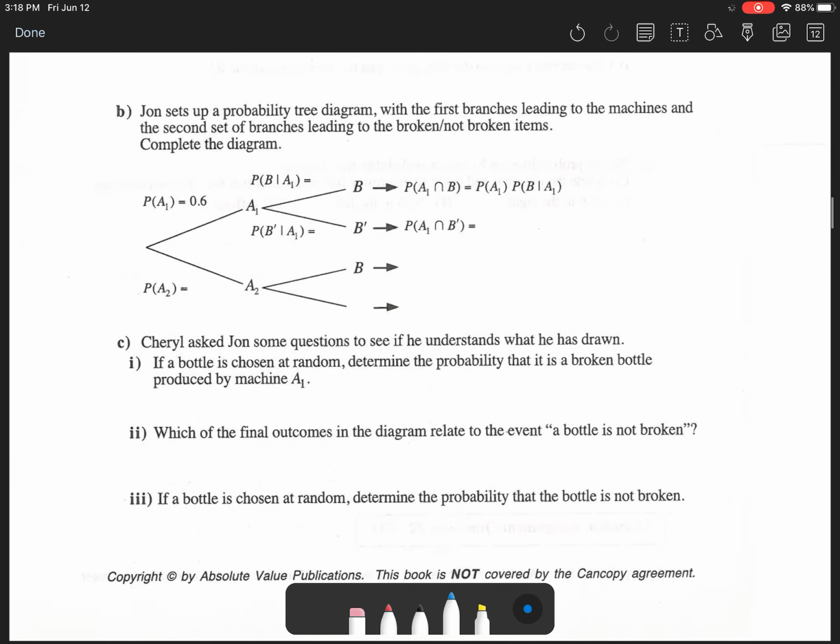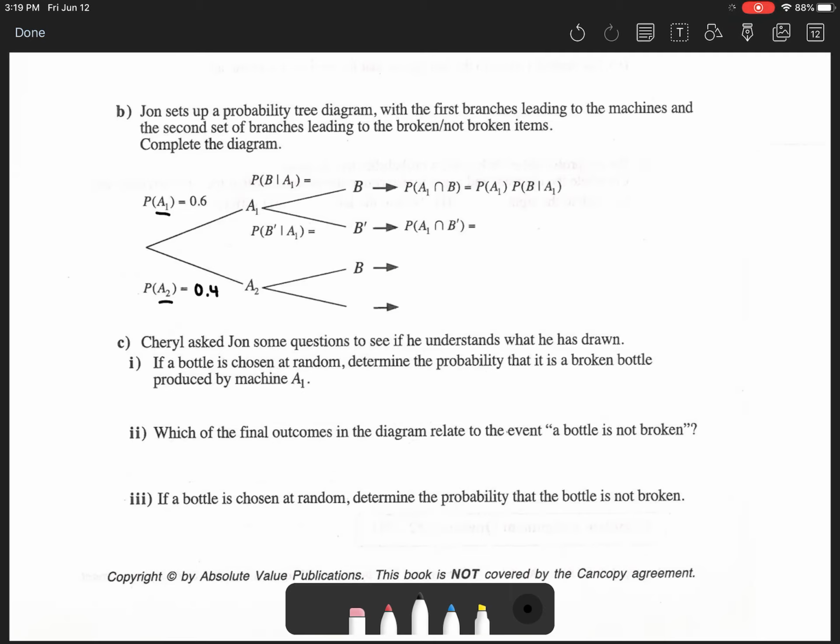Now, John sets up a probability tree diagram with the first branches leading to the machines and the second branches leading to the broken or not broken items. So again, as opposed to the question we did on corners, where there was one corner and another corner, in this question we have two things to discuss. Which machine is producing the bottles, and then are they broken or are they not broken? So you can see at the top here, this is the probability that it came from A1, 0.6. The probability it comes from A2 is then 0.4.